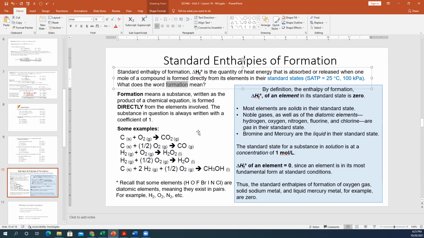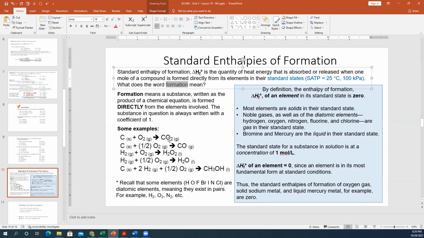By formation, we mean the formation of a substance written as the product of a chemical equation formed directly from the elements involved. The substance in question is always written with the coefficient of 1. Here are some examples of what we mean. For example, the formation of CO2, it's from its elements, from carbon and from oxygen. Same with carbon monoxide, it's from carbon and from oxygen.